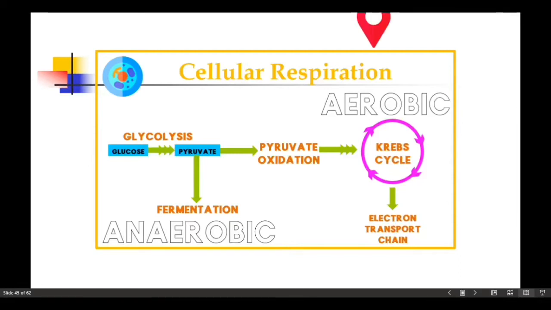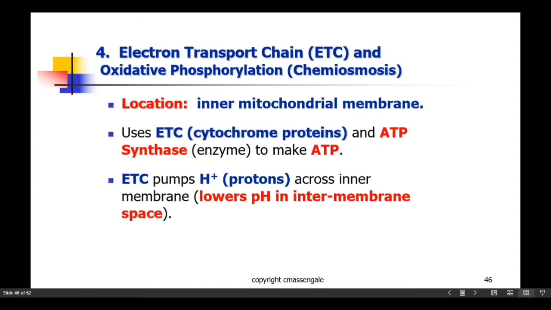So now, let us go to the electron transport chain. In the ETC, or the electron transport chain, this happens in the inner mitochondrial membrane, which is folded into cristae. This process makes use of the protein complexes, or the cytochrome proteins, and with the help of the ATP synthase, which is an enzyme, to make ATP molecules. And in the process, the ETC pumps hydrogen protons across the membrane.